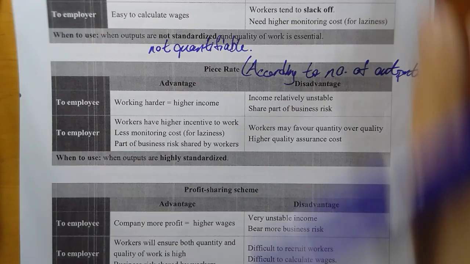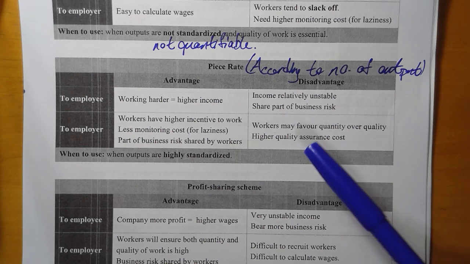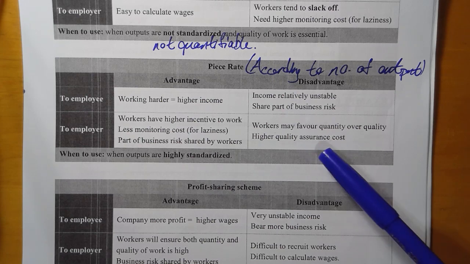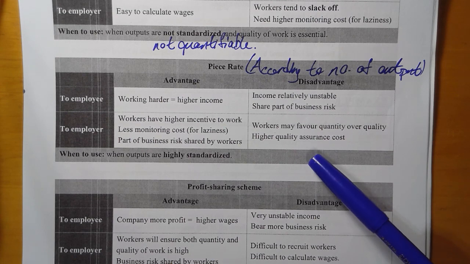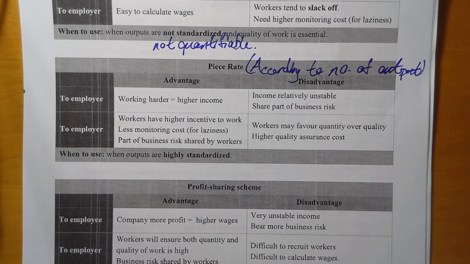Now for piece rate, just the opposite. Work harder, higher income. No need to monitor them. 自動波式做㗎啦。I'm talking about quantity. But remember, the quicker they work, then quality may be sacrificed. 係咪？佢會重量不重質啊。So you have higher quality assurance costs.